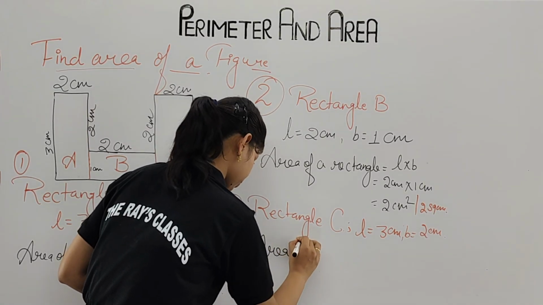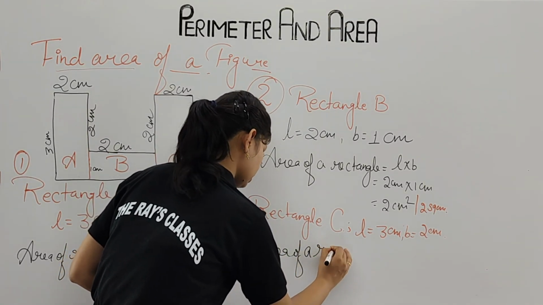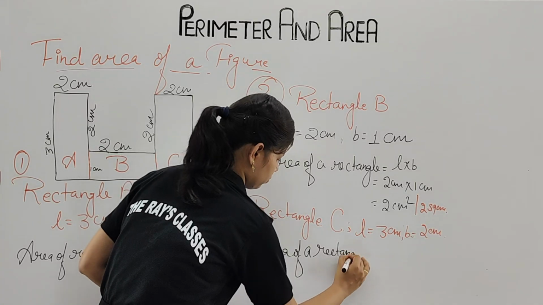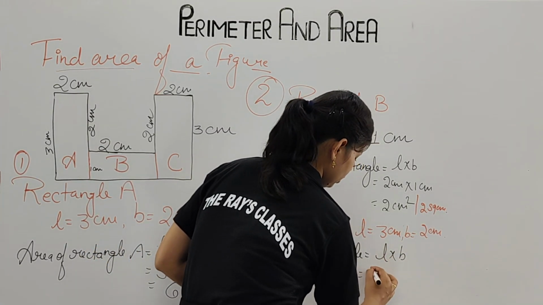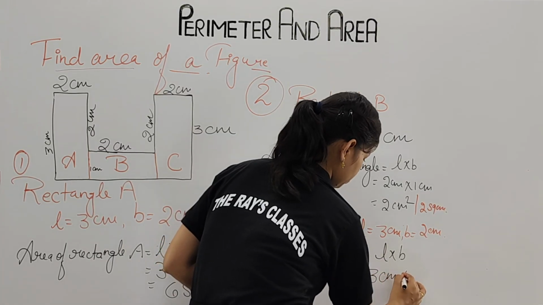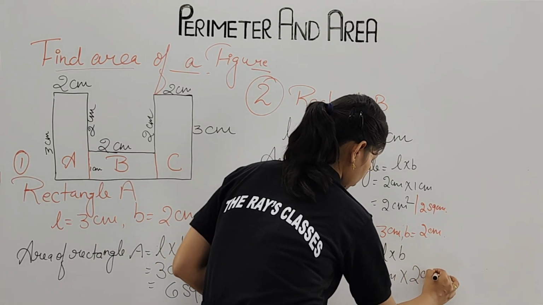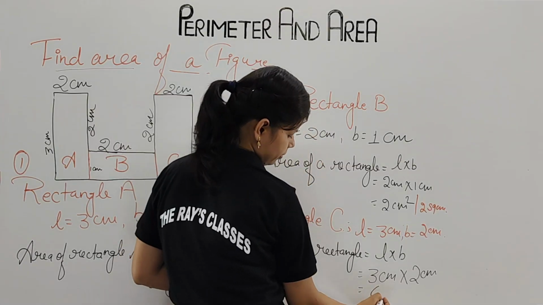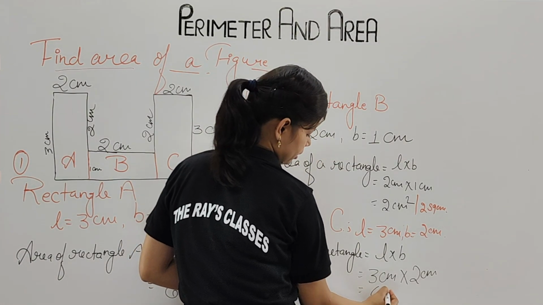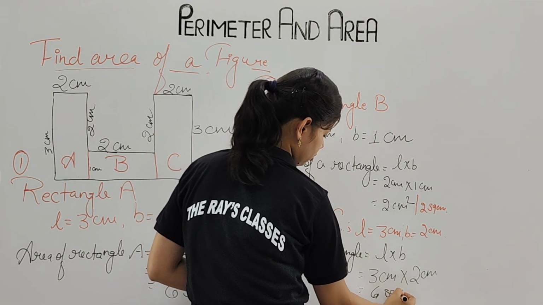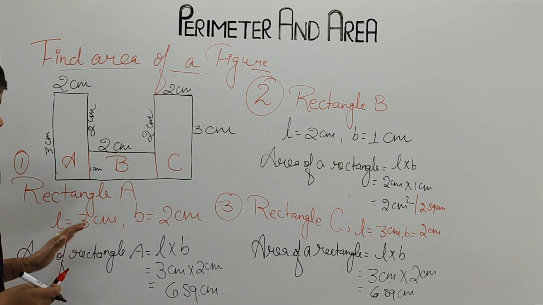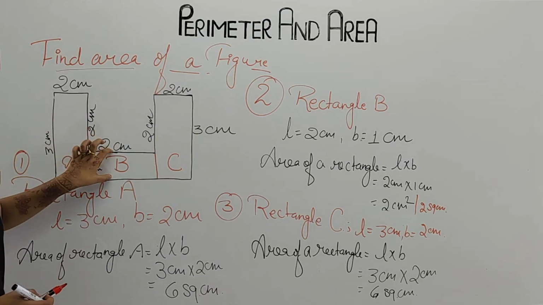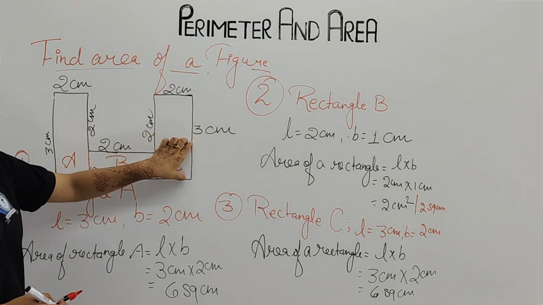Area of a rectangle equal to what? Length multiply by breadth. That means 3 centimeter multiply by 2 centimeter. Your answer will be again 6. 6 what? Square centimeter. These are the 3 steps we are going to solve: first for A, second for B, and third for C.